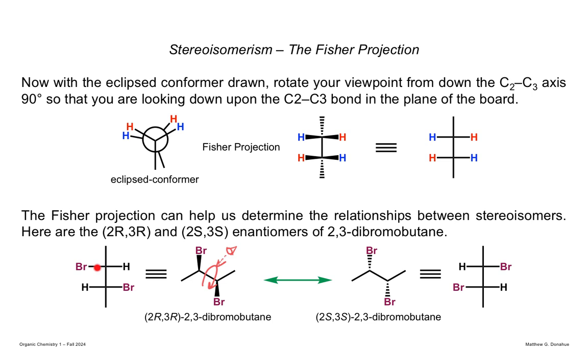Again, because the challenge is, see how those are drawn flat? But really they're coming out towards you. And if you're trying to put the lowest priority group away from you, it ends up being out here. You really have to, in your mind's eye, do some rotations to get your viewpoint correct. So my advice is, anytime you see a Fischer projection, just make a model of it so you can grab that hydrogen and look at it however you want.